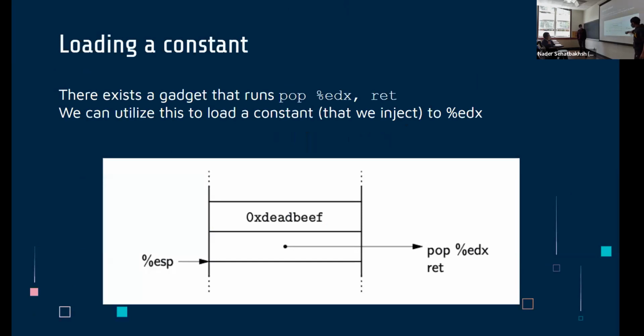The pop instruction. So this is the stack pointer. You pop the instruction, pop this constant, it goes to this register. So now you have the value in your register. You can use the other gadgets to utilize this value that is now in your register. It ends with a return instruction.